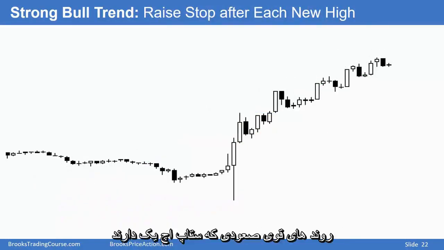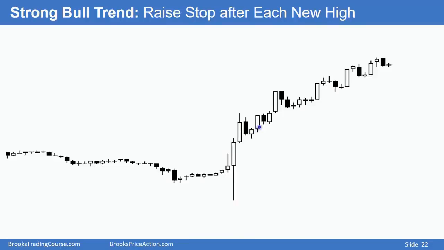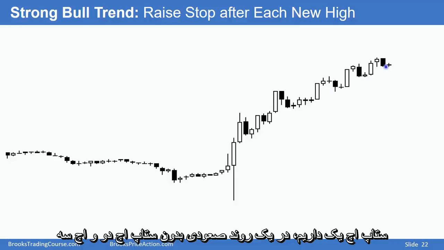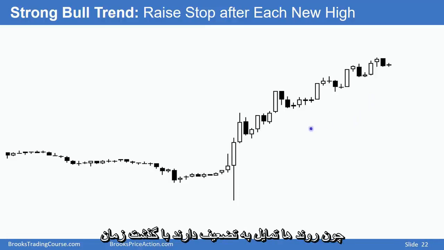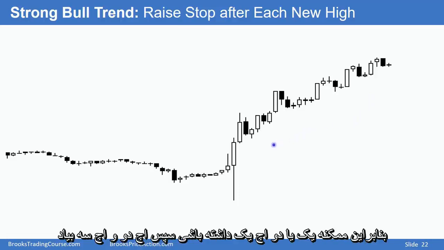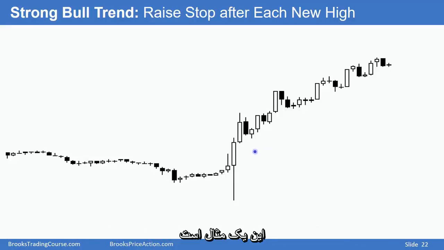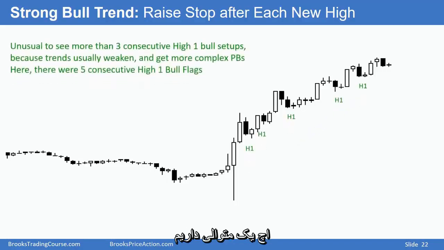Very strong bull trends will have a high 1, and then another high 1, and then another one. Sometimes you'll get 4, 5, or 6 high 1s in the same bull trend without a high 2 or a high 3. That is very unusual because trends tend to weaken as time goes on. So maybe you get 1 or 2 high 1s, and then you start to get high 2s or high 3s. This is an example where we've had 5 or 6 consecutive high 1s. This is just very unusual.